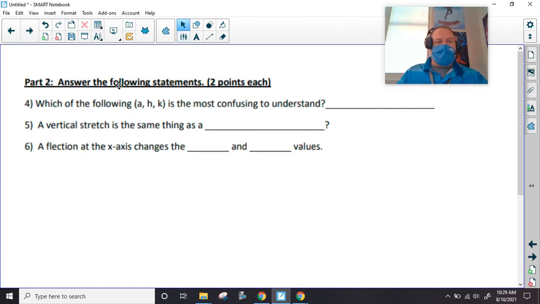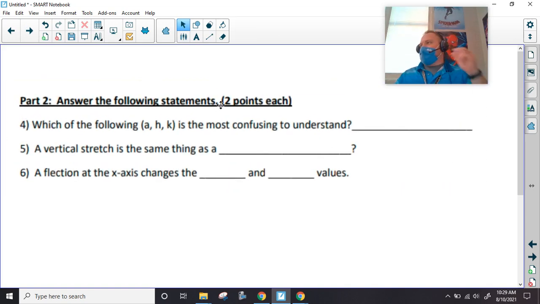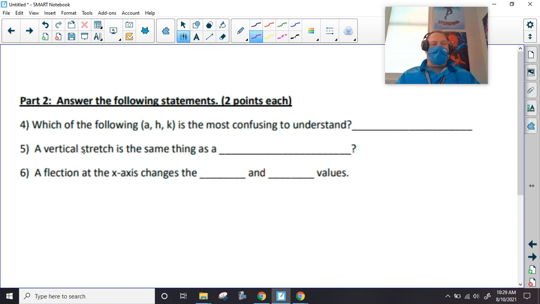Moving on. All right. Wow. Just fill in the blank questions on a math test. What the French toast. Okay. So this says of the three of the following, A, H, K, which is the most confusing to understand, you should put H. Okay. Because that is the one that is the most confusing.